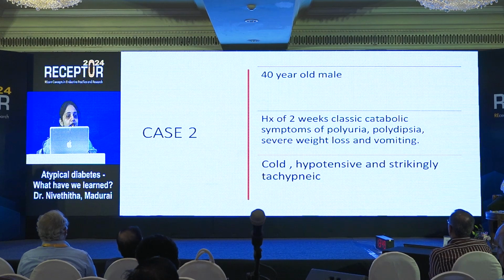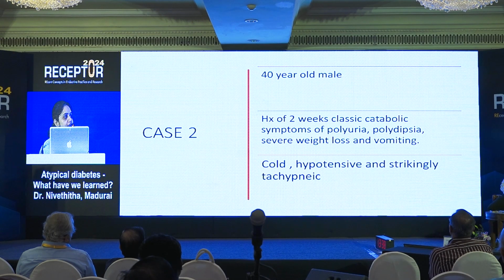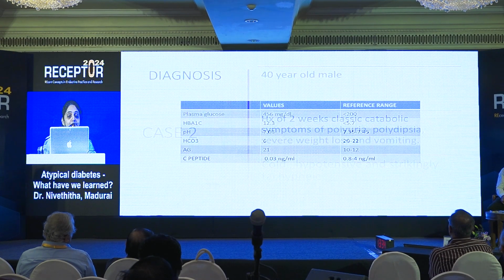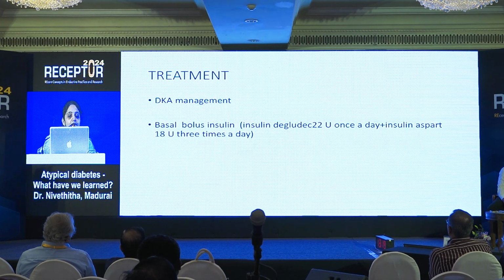And now we are going to case 2. We have a 40-year-old male who has been completely normal, but suddenly presents with 2 weeks of catabolic symptoms of polyuria, polydipsia, weight loss, and vomiting. He is cold, hypotensive, and strikingly tachypneic. And these are the values. His blood sugar is very high, 456. HbA1c is also high, there is severe acidosis, and the C-peptide, in a 40-year-old male, is suppressed. And now what is the diagnosis?